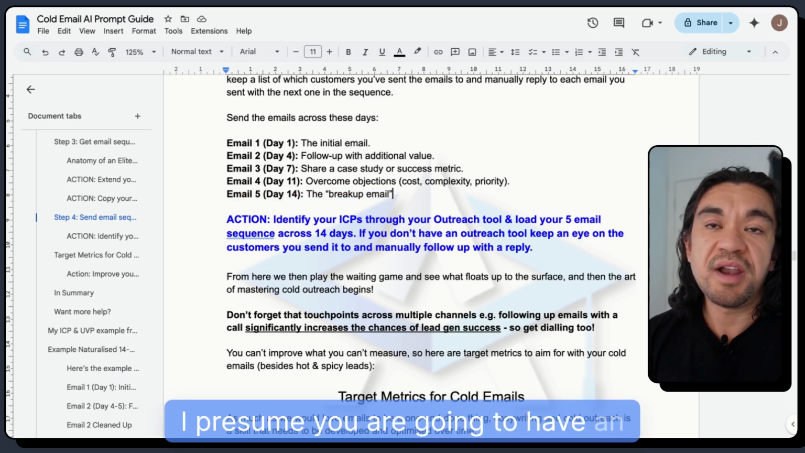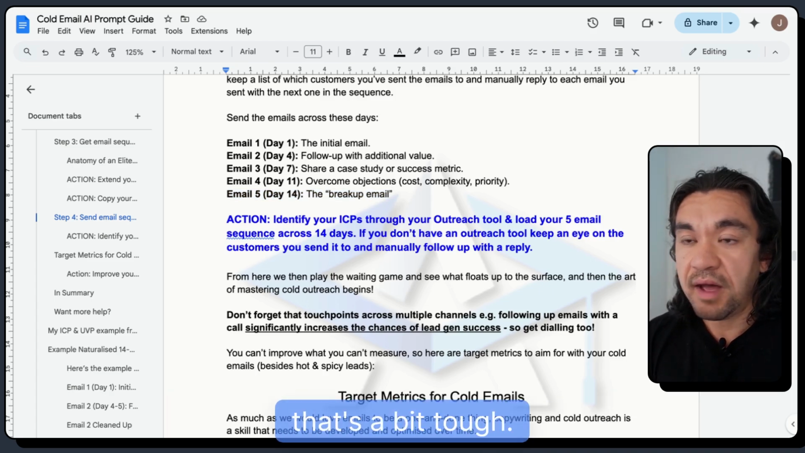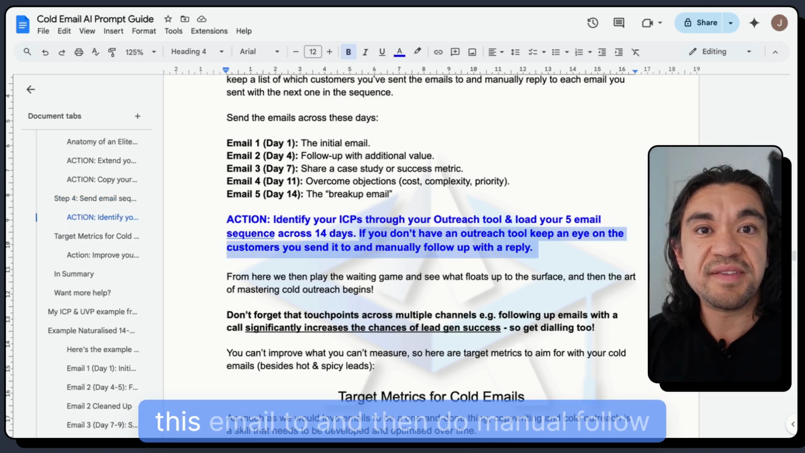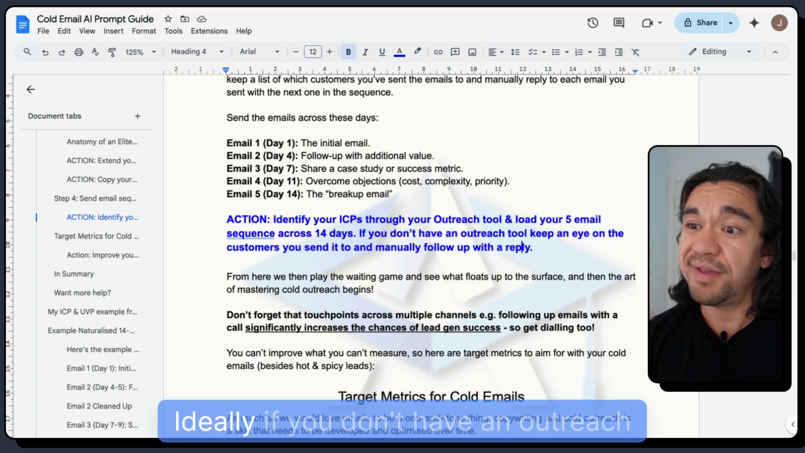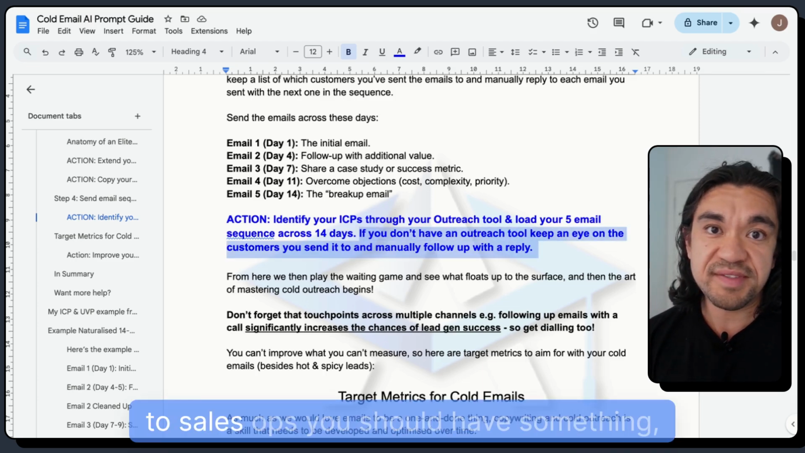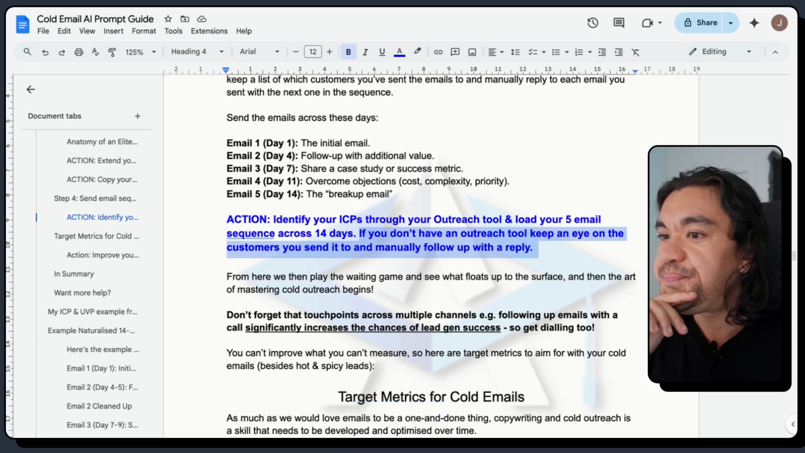I presume you are going to have an outreach tool. If you don't, that's a bit tough. You're just going to have to keep track of every customer that you've sent this email to and then do manual follow-ups. Ideally, if you don't have an outreach tool in your business, that's a big red flag. Speak to your manager or to sales ops. You should have something, okay?